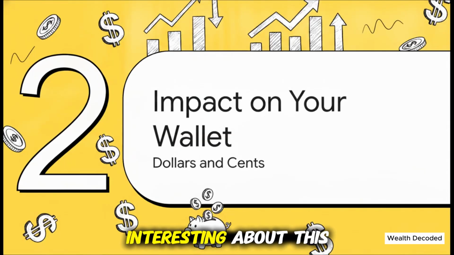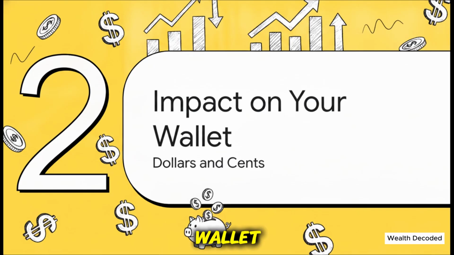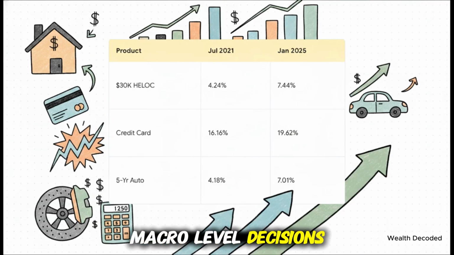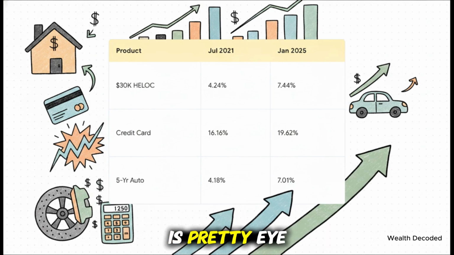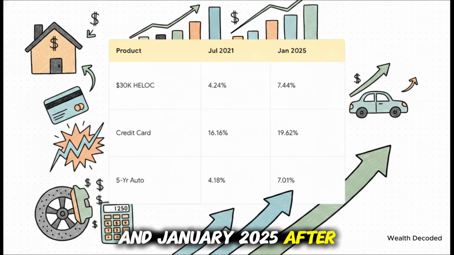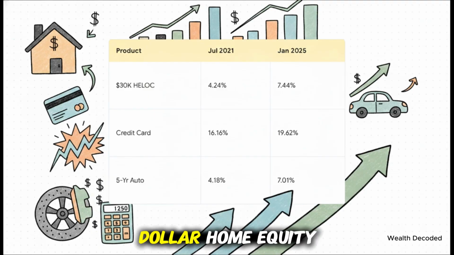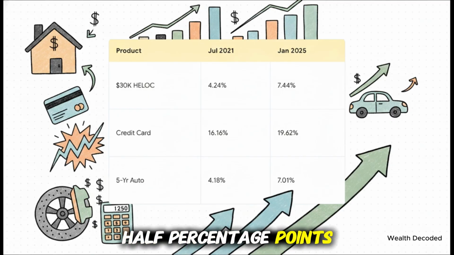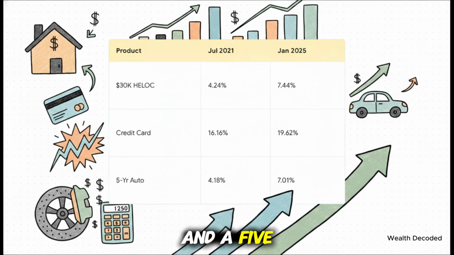Now, what's really interesting about this slide is the direct impact on your wallet. Seeing how those macro-level decisions translate into actual dollars and cents is pretty eye-opening. Looking at this data from Bankrate, it's incredibly clear how much more expensive it became to finance big-ticket items between July 2021, when rates were near zero during the pandemic, and January 2025, after a series of rate hikes. A $30,000 home equity line of credit jumped from 4.24% to 7.44%. Average credit card rates spiked by nearly 3.5 percentage points, getting awfully close to 20%. And a 5-year new car loan went from just over 4% to over 7%.